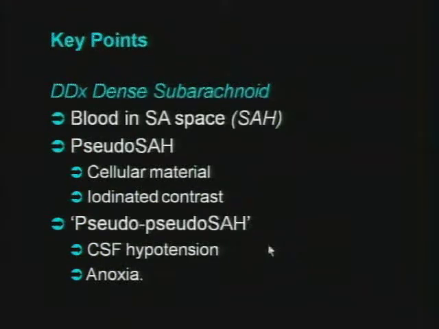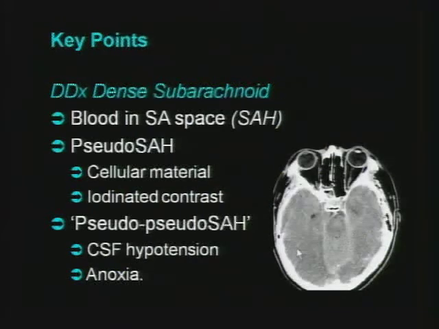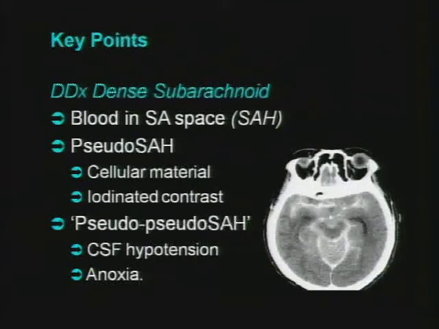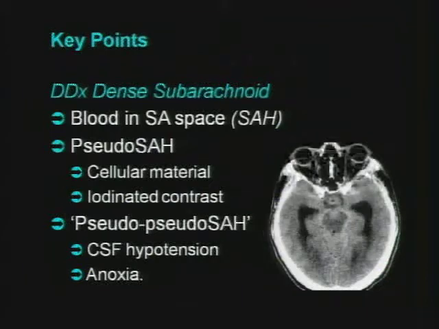So just to remember, when you see dense subarachnoid space, don't forget to think of the anoxia picture if there's no hydrocephalus, or the CSF hypotension. Don't forget to think about the possibility of iodinated contrast from a myelogram that's been done on the patient, or a patient who has renal failure who's leaking contrast into the subarachnoid space. And then don't forget to think, if they have clean ventricles with hydrocephalus, think about cellular material in the subarachnoid space.